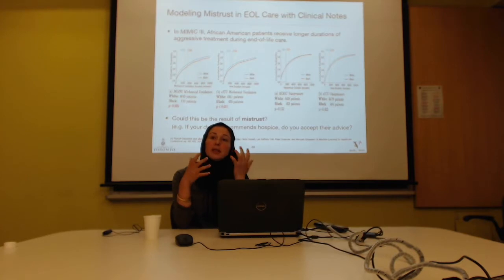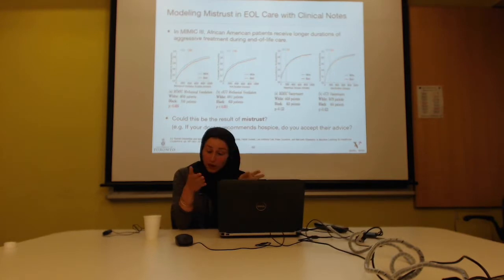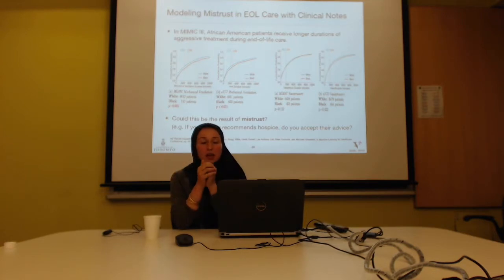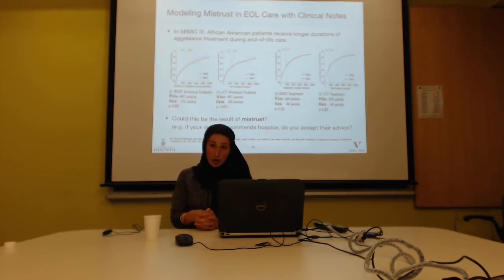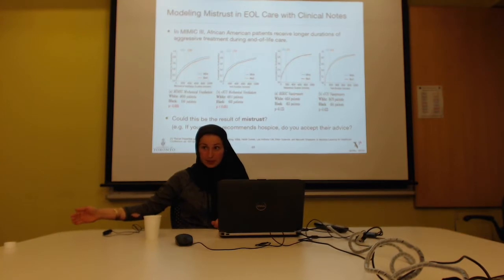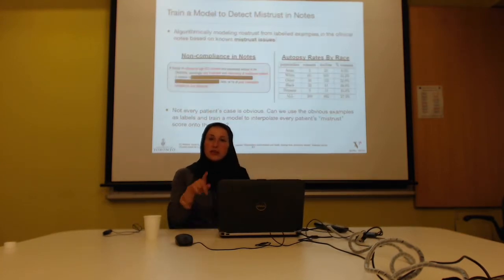So we looked at the MIMIC data set, and the first gut check that we did was testing whether there were longer durations of these aggressive treatments at end-of-life care specifically. And we found that this is true. So it turns out that African Americans have these longer durations of aggressive end-of-life care specifically. And then what we wanted to test is, could this be a result of mistrust? And when we say mistrust, what we mean is, if your doctor recommends hospice, do you accept their advice? And so here's how we are going to detect this.